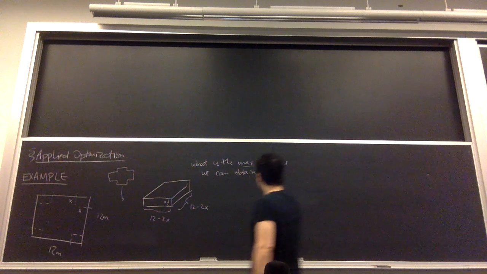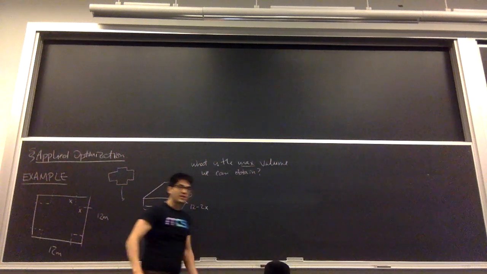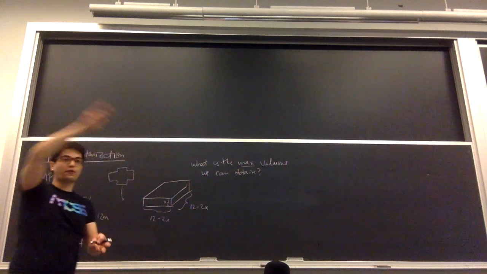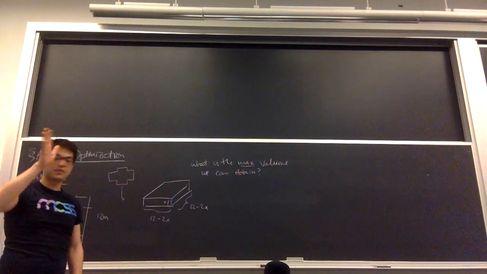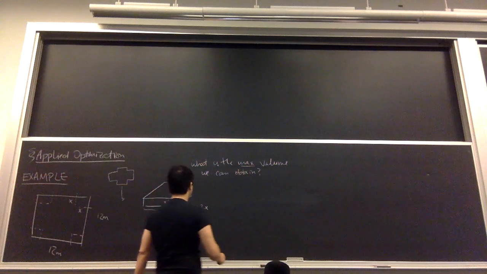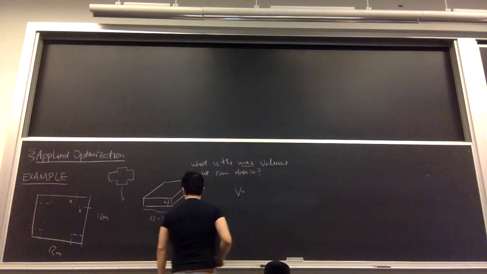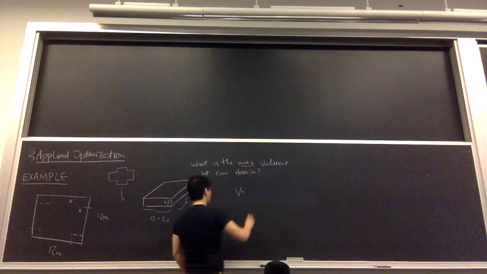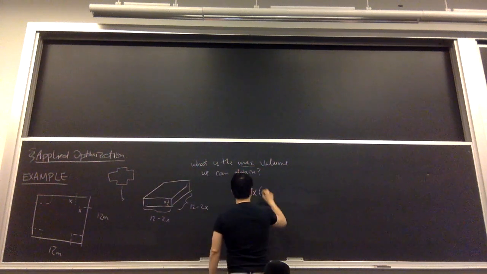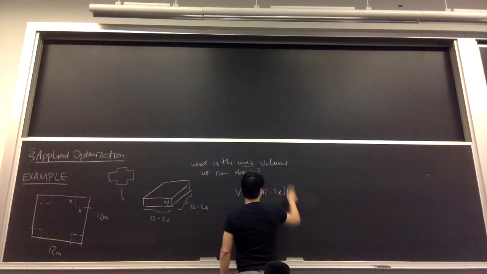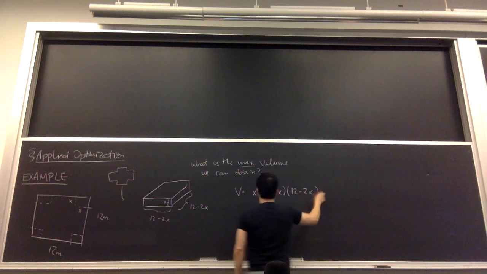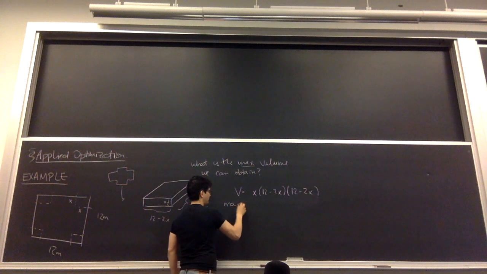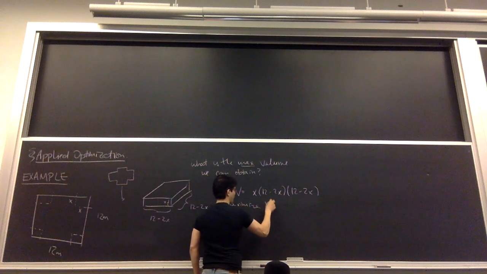Well, we want to maximize the volume. So this means we're going to have some type of volume function, and then we're going to have to search for where it's largest. We have some tools for doing that search. So how can we get the volume of this guy? Well, the volume is just length times width times height. So that's going to be x times 12 minus 2x times 12 minus 2x. And then we want to maximize V.